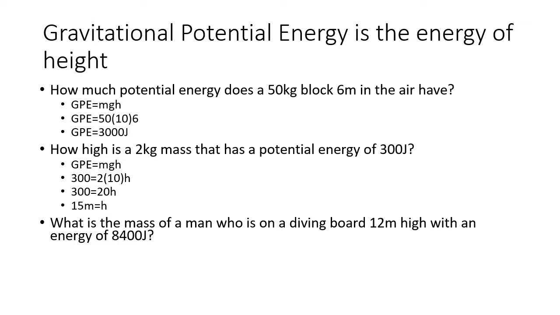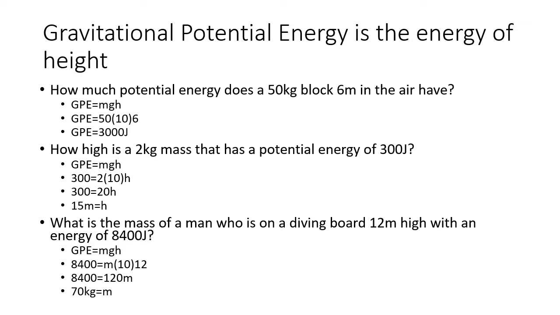Notice this will always end up in meters because we're using meters per second squared as our acceleration due to gravity. Finally, what is the mass of a man who's on a diving board 12 meters high with an energy of 8,400 joules? We'll start with our gravitational potential energy formula. The gravitational potential energy is 8,400 joules. The gravitational acceleration is 10 and our height is 12. That means 8,400 equals 120 m for a total mass of 70 kilograms.